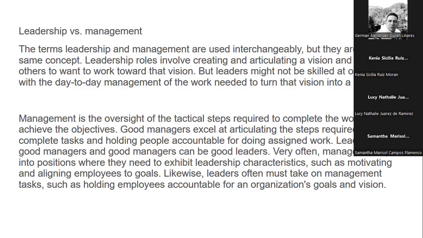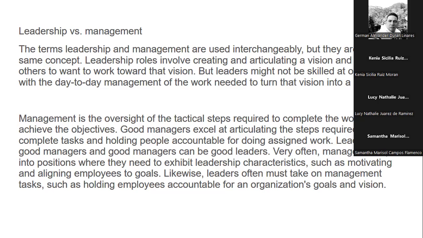Let's read the second paragraph. Management is the oversight. Remember, that is like review and supervising. Management is the oversight of the tactical steps required to complete the work and achieve the objective. So here, the manager supervises the steps that you do, the procedures, the processes. So it's more in the administrative part. Good managers excel. Excel is a verb that comes from excellence. Good managers excel at articulating the steps required to complete tasks and holding people accountable for doing assigned work. So this is related to work, right?